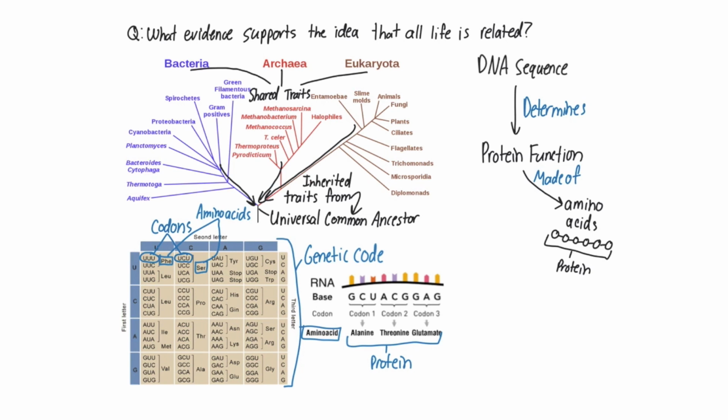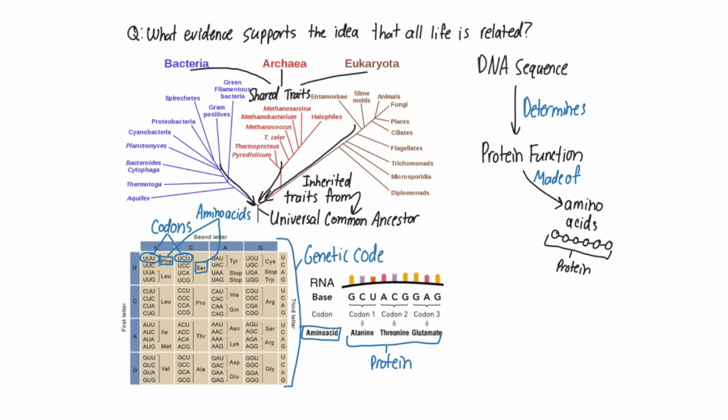And here's the remarkable thing. With very few exceptions, all of these codons encode the same amino acids in all species. For example, the codon UUU encodes the amino acid phenylalanine in the smallest of bacteria and in the most complicated of eukaryotes. And the only way this could be true is if all modern species inherited this very genetic code from their common ancestor.